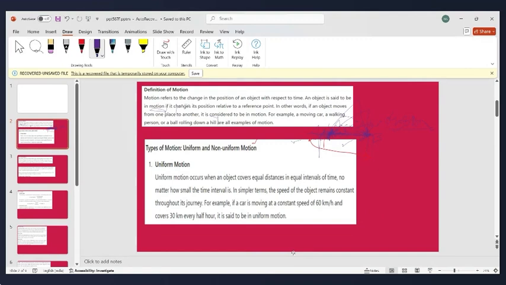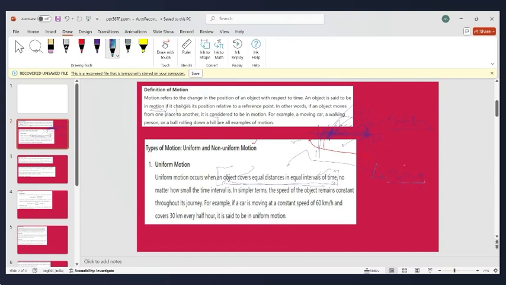So whenever we are talking about uniform motion, it is important that the object is covering equal distance in equal interval of time. When we say equal distance in equal interval of time, it means that the object is not accelerating. When we are saying that the object is moving with equal speed at equal intervals of time, it means that the object is not accelerating. That is, we are not applying the brakes on a regular basis.